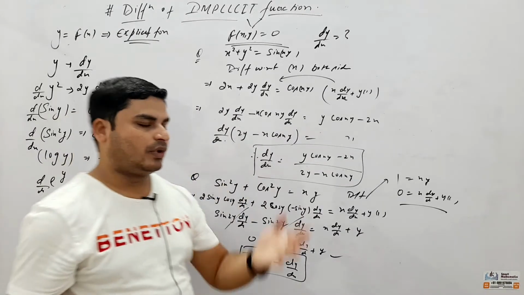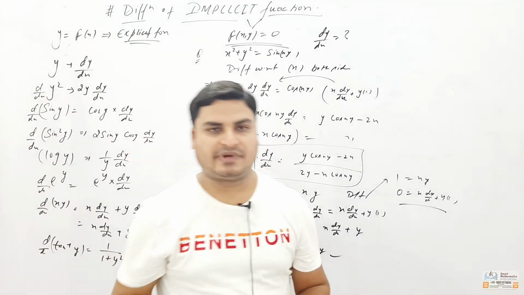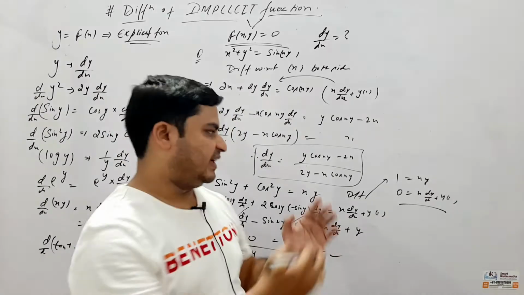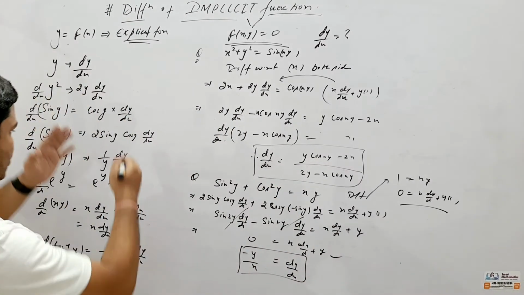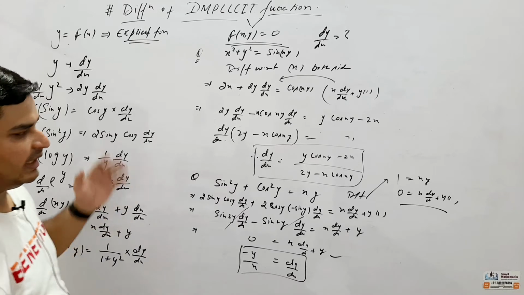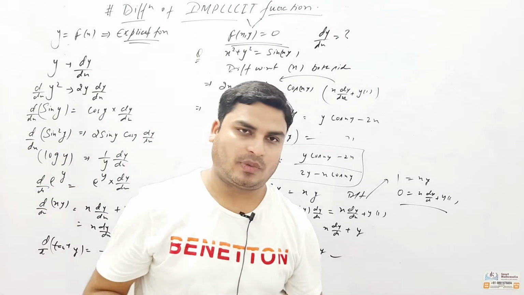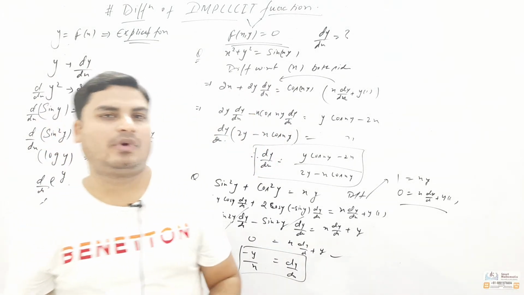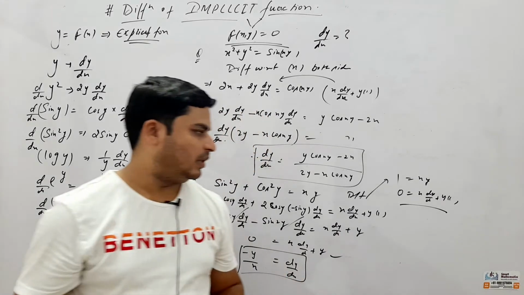Okay. So if you look at another problem of implicit functions, you will get how to differentiate it. So basically you just have to revise these things properly and then apply them while solving the problem. Okay, I hope you understood the concept.